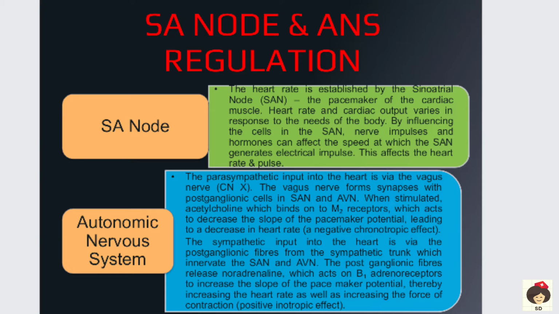So whenever the parasympathetic nervous system is triggered, there will be a decrease in heart rate, which is called a negative inotropic effect. Negative inotropic effect is to decrease the heart rate.